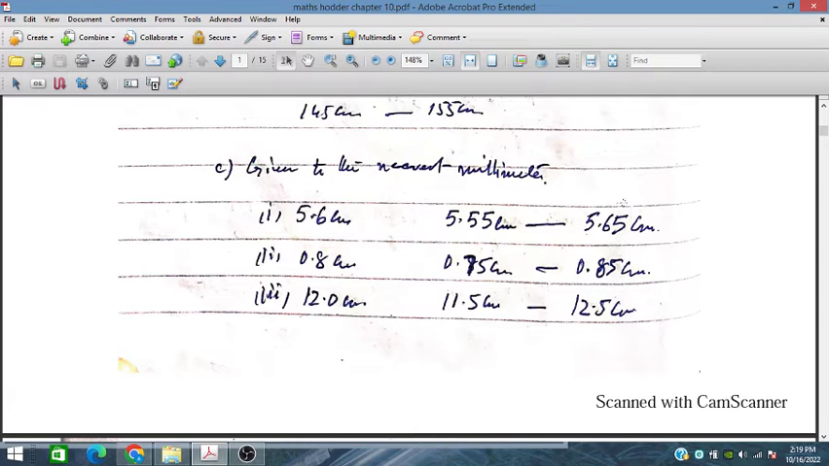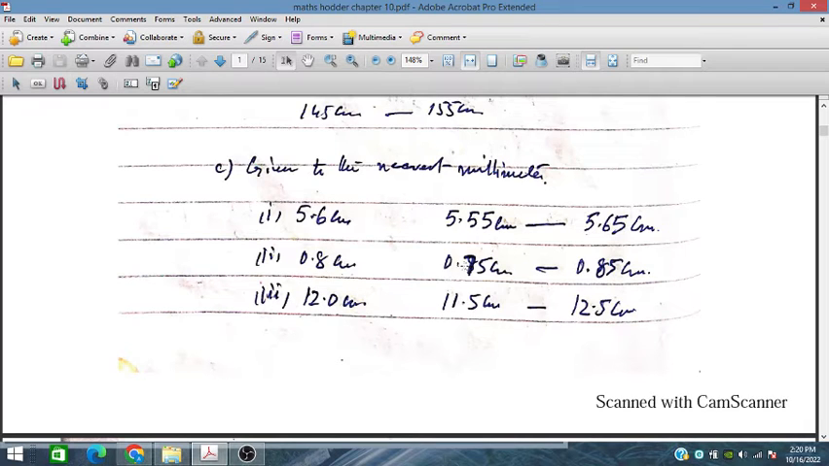Part C, give the approximations to the nearest millimeters. We are given the number 5.6 and we have to write its nearest millimeter approximation. This 5.6 is bounded by the lower bound of 5.55 and the upper bound of 5.65. If it is greater than or equal to 5.55, it can be considered as 5.6, and if it is less than 5.65, then it can be considered as 5.6. So this is the lower bound and this is the upper bound.